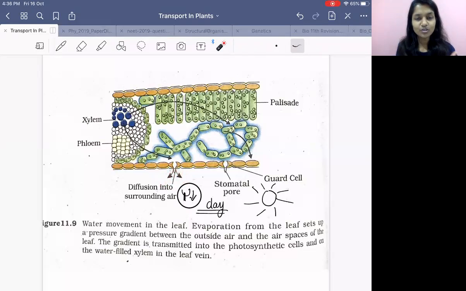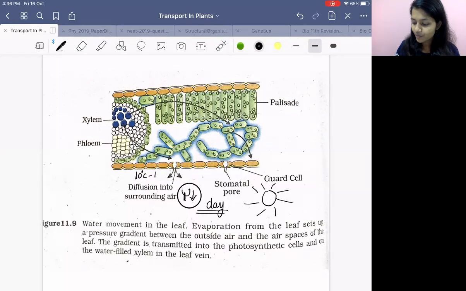Why did the concept of transpiration come in the plant? For cooling the plant, right? It is said that it decreases the temperature by 10 to 15 degrees Celsius, you know.